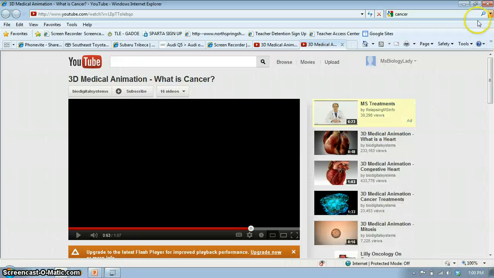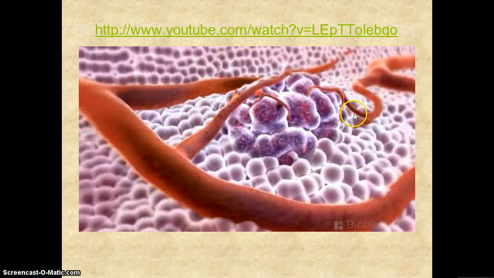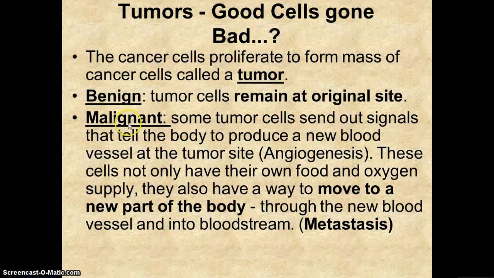Okay, so that basically just showed you this process of a malignant tumor that got started, the cells started to divide. This angiogenesis occurred when those new blood vessels came in and started to supply the tumor. And then metastasis occurred when that cell got loose from the tumor and traveled to the brain in this case.